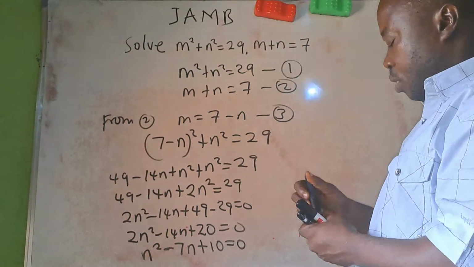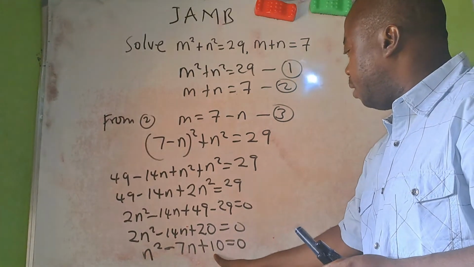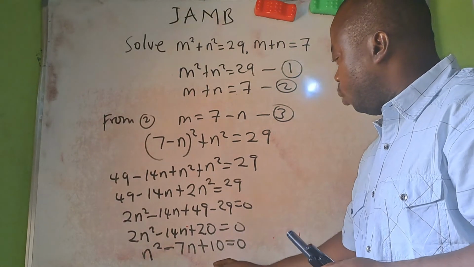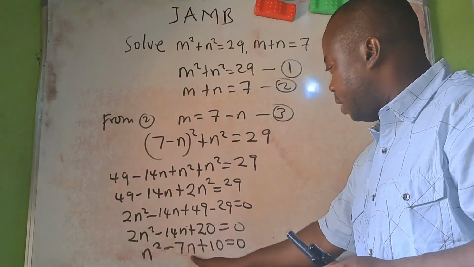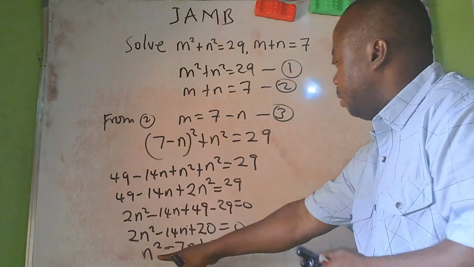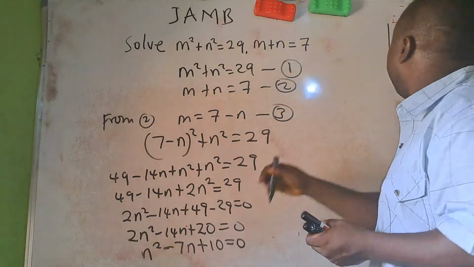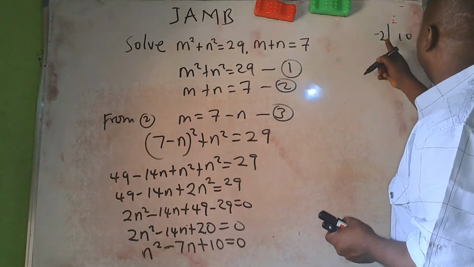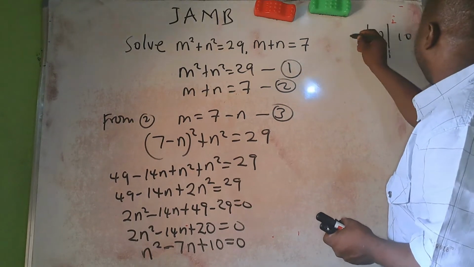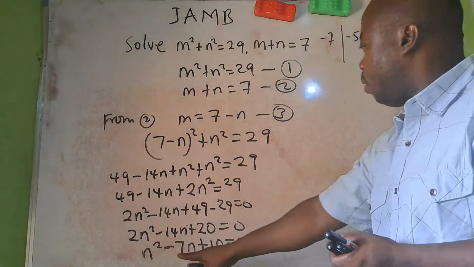To factorize this, we look at the quadratic term. The coefficient of the quadratic term is 1. We multiply by the constant 10. From the product, we look for two numbers whose sum is minus 7 and product 10. 1 times 10 is 10. Because I have minus, let me consider negative factors. 10 divided by minus 2 is minus 5. Minus 5 minus 2 is minus 7. So that solves the problem.